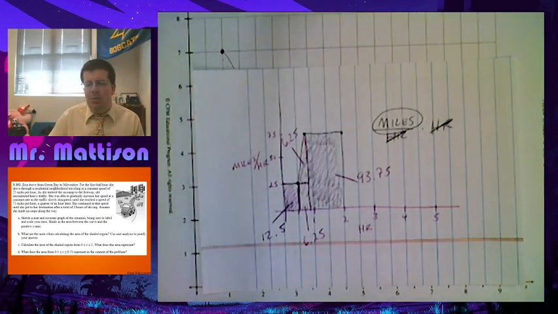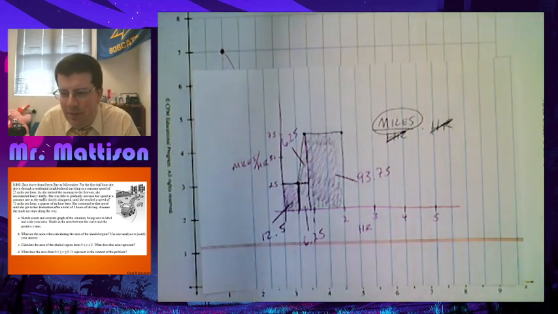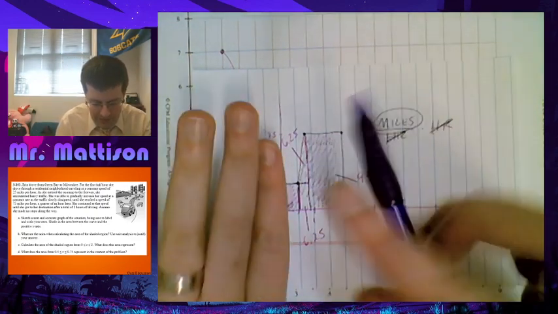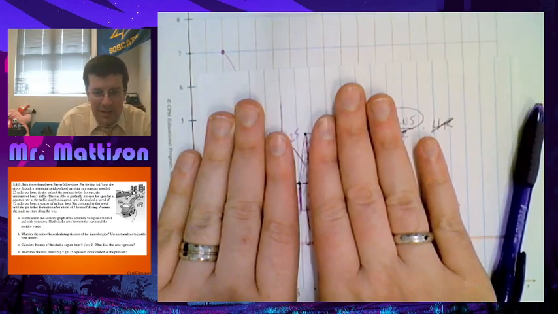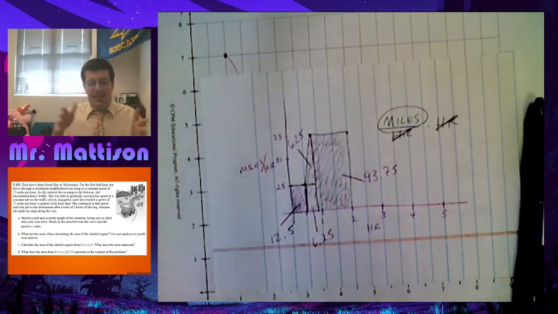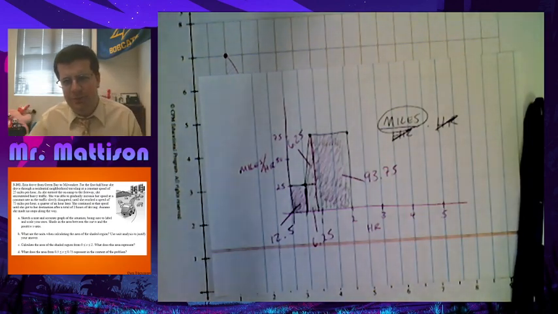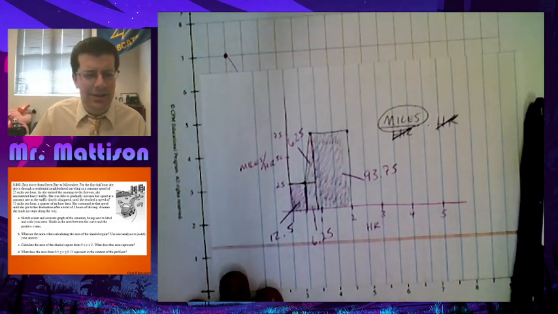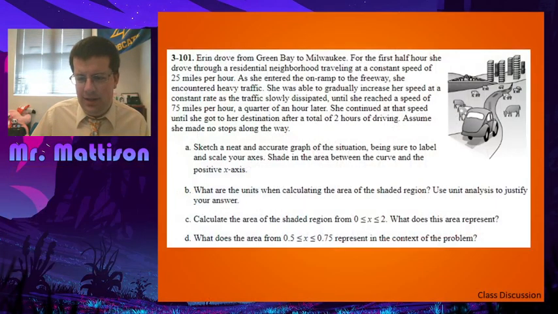All right, so then part D, what does the area from 0.5 to 0.75, so the area from here to here, represent, right? Well, that is just the area or the distance she traveled while accelerating in that heavy traffic, right? All right, so let's hop back over here and head to the next slide.